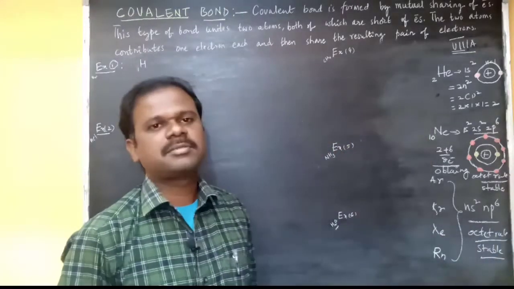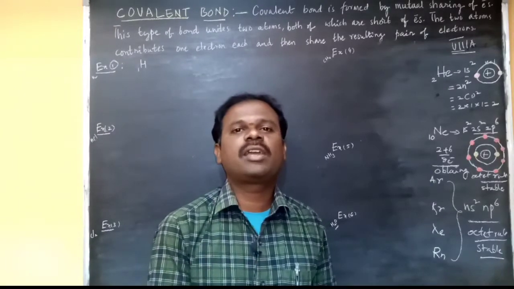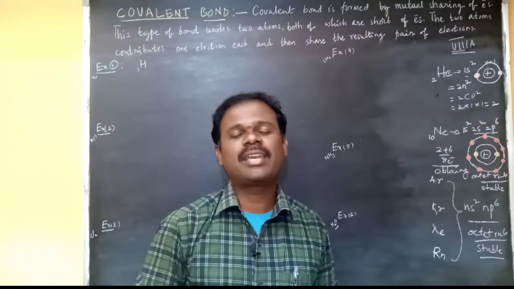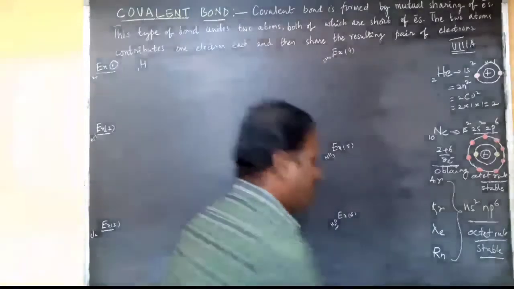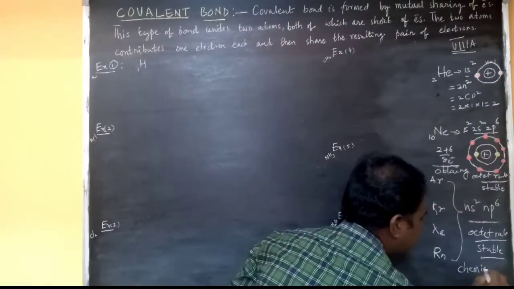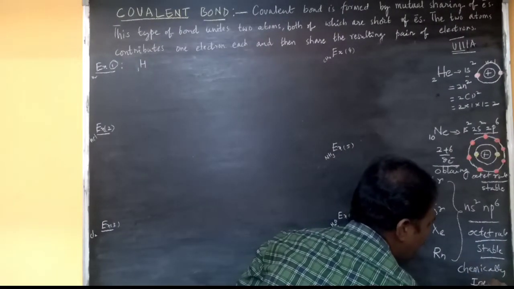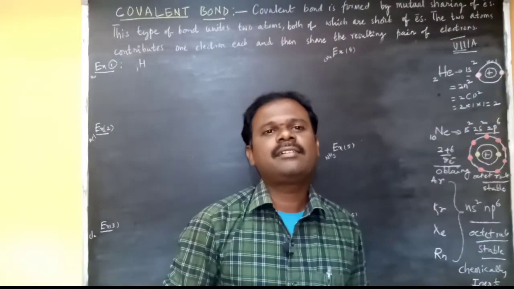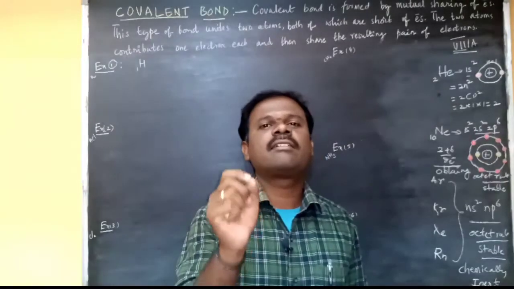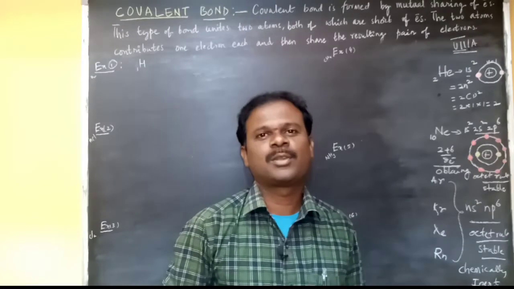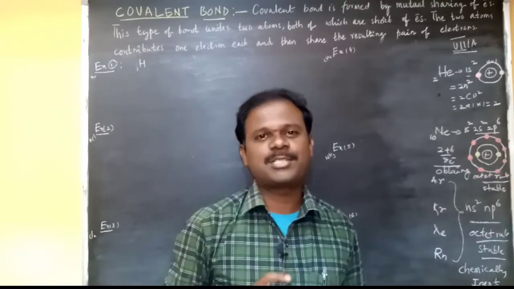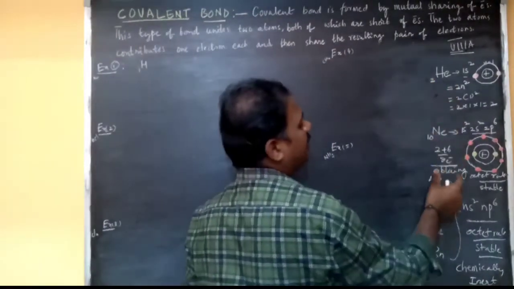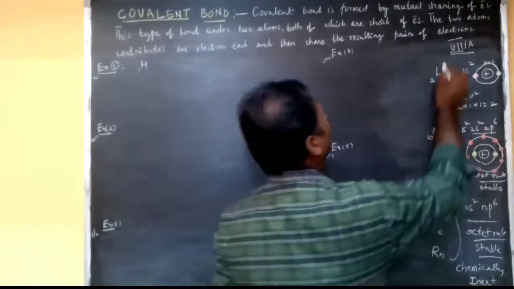And there is another point. More stable elements become chemically inert in nature. Chemical inertness means they cannot participate in chemical combination. They do not react with any other elements. That's why these are said to be inert gases.